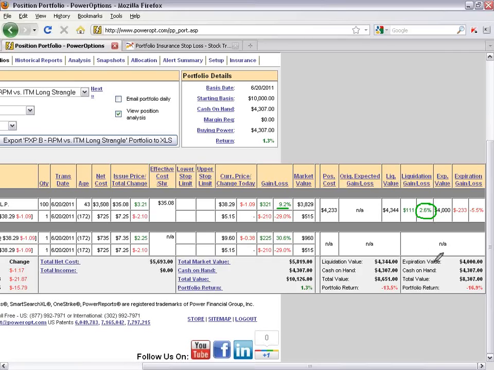That's what I meant by, in my opinion, the married put is always superior to this in-the-money long strangle, because as the stock moves in a reasonable market, you're going to realize a better profit, or potentially be able to realize a better profit, on the married put position over the in-the-money long strangle.